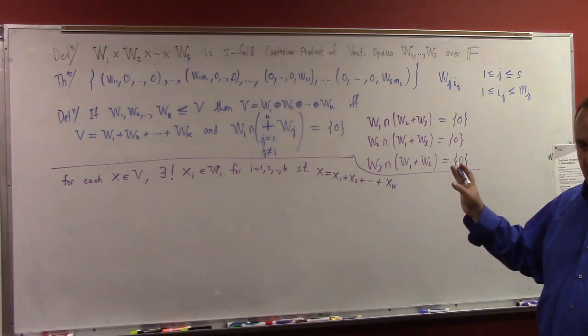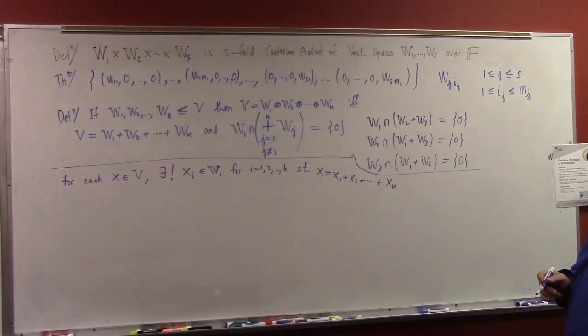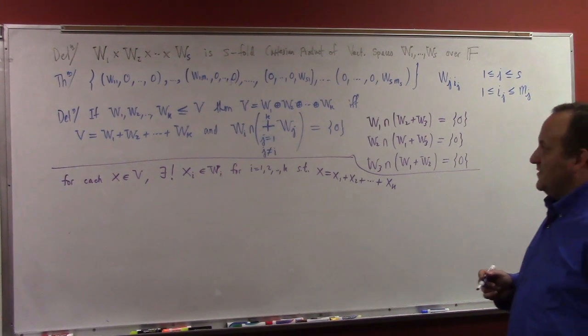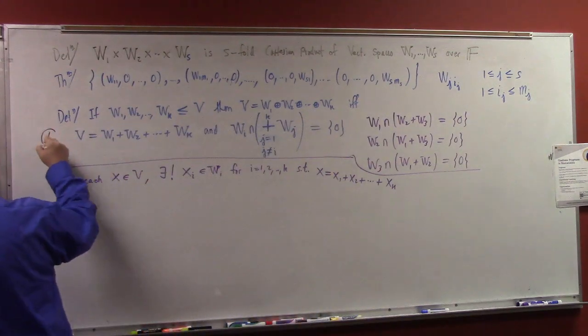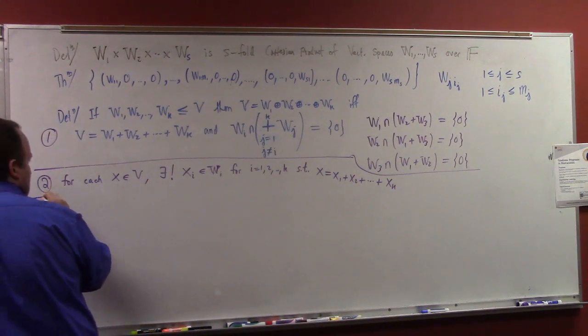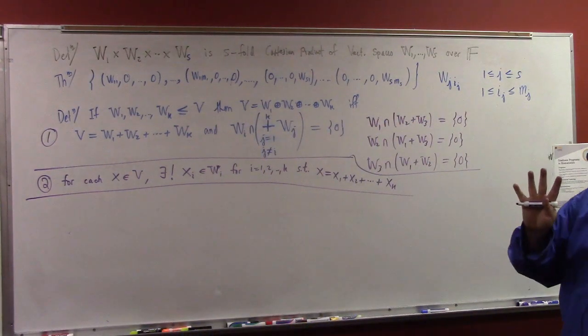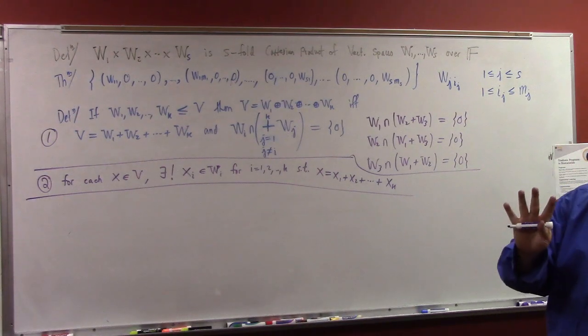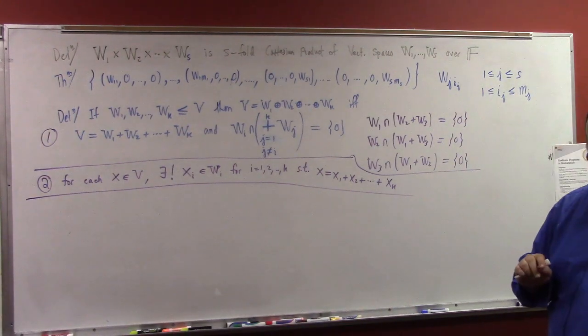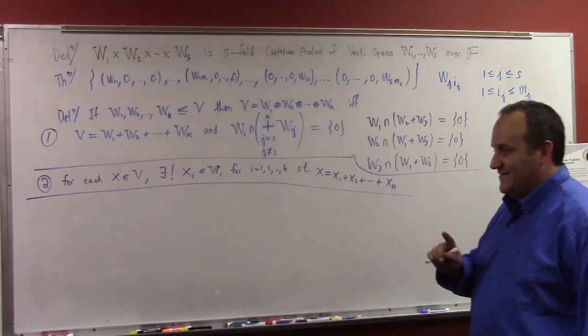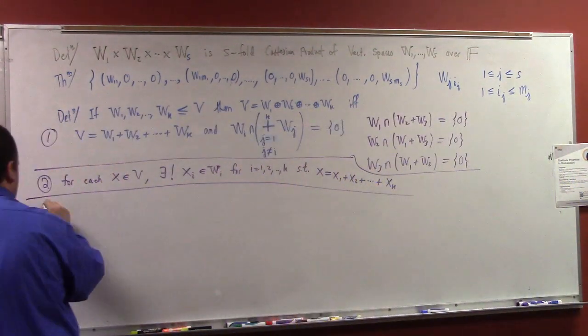That's the characterization of internal direct sum I've given in the notes: there's a unique decomposition of each vector as a linear combination of vectors from each of the respective subspaces. Let me call this number 1. This is number 2. There are actually four quite different looking characterizations of the independence of the subspaces. Here's another one, number 3.